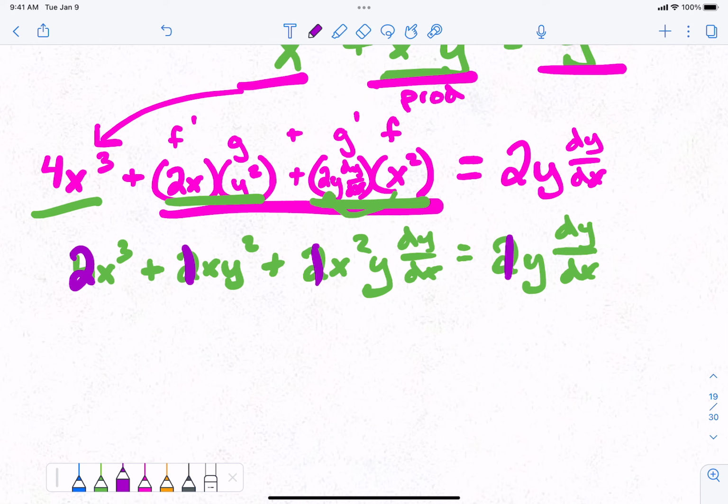All right. So solving for dy dx, right? Okay. So I have how many terms up here? How many pieces are there? 4. 1, 2, 3, 4. Of those, 2 of them have a dy dx. We have to get those on the same side and the others on the other side, right? So what would you like to do?